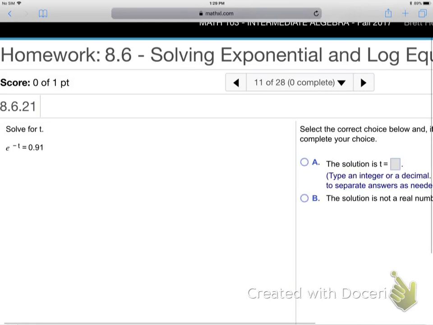Yeah. So e to the minus t is 0.91. So ln of both sides, right? Ln, because the letter's climbed into power. Ln of both sides.